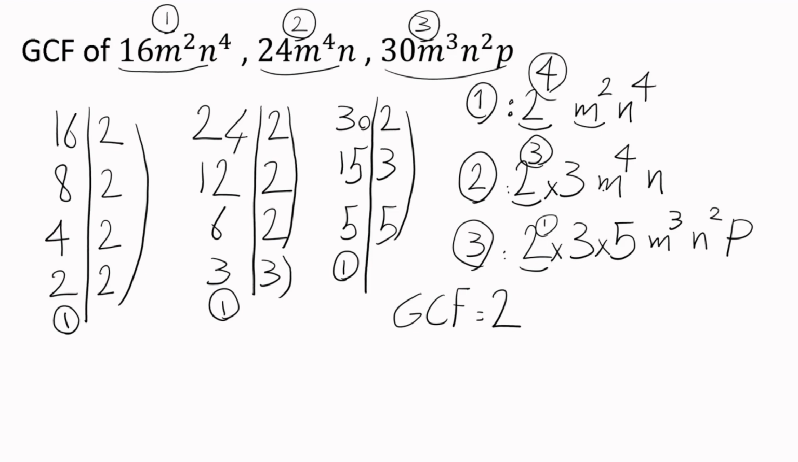But here we have m, here we have m, here we have m. So m is common between all of them and it must come with the least power. What is the least power of m between all of them? It is 2. So m to the power of 2. And here we have n, n, and n. So it is common between all of them, but what is the least power? As you can see, the least power of n is 1. What about p? As you can see, we have p only in the last term, so we should not consider that. So that is going to be the GCF of this question.